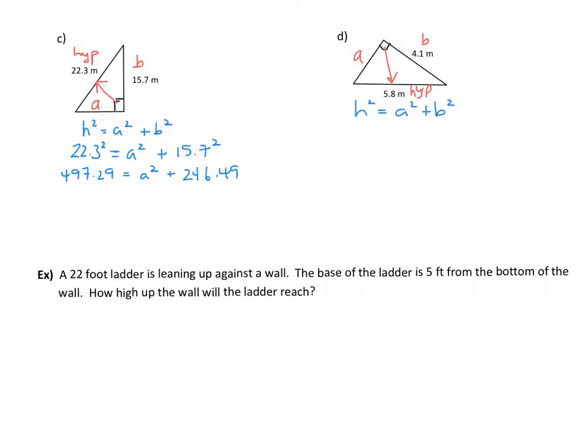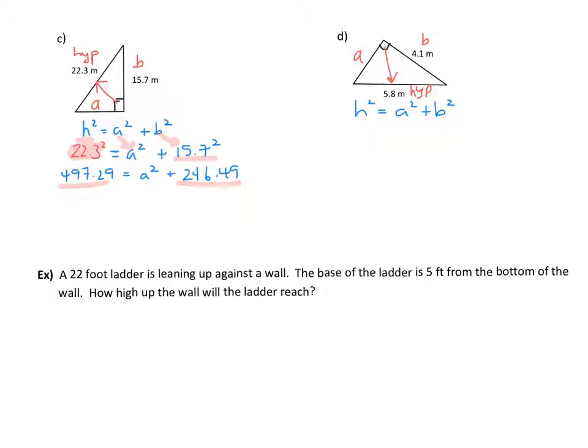Okay, so for part C here, we were given the hypotenuse, so you'll notice that I substituted that right in on the left-hand side of the equal sign, because that's where the hypotenuse goes. And then I left my A as an A because I don't know that value, and my B I substituted in the 15.7. And then I actually calculated those squares. So I got these two numbers.